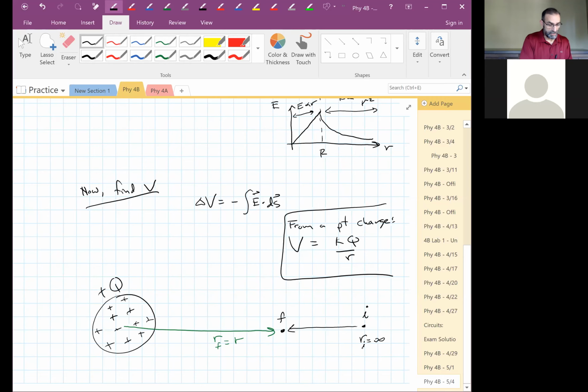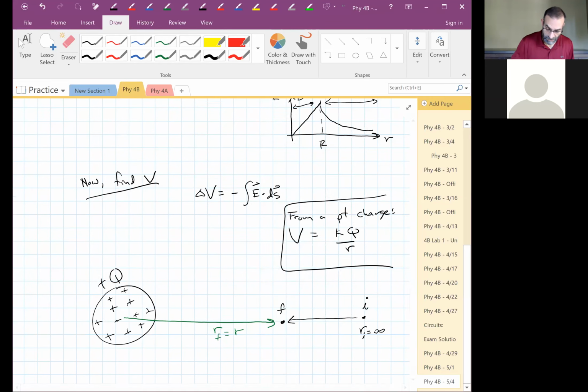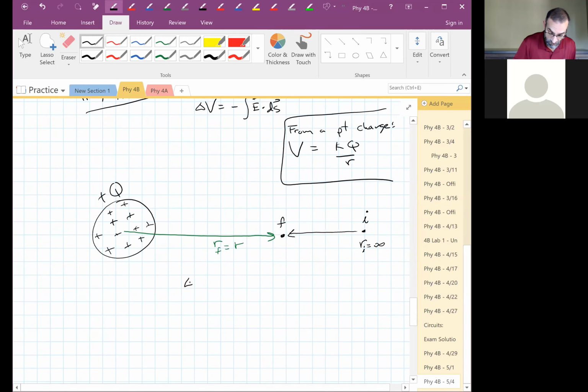So let's set up our integral. Delta V equals minus the integral E dot ds. Okay, so what does delta V mean? It means V final minus V initial, right? Delta is always final minus initial. Minus the integral. Now we can plug in our E. We know what E is outside of this charge distribution. This is for R greater than the radius, right?